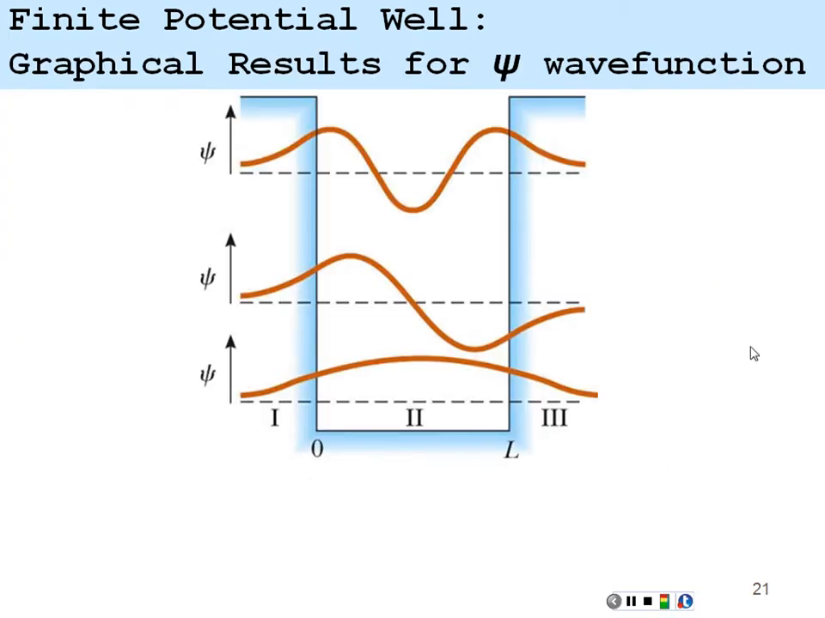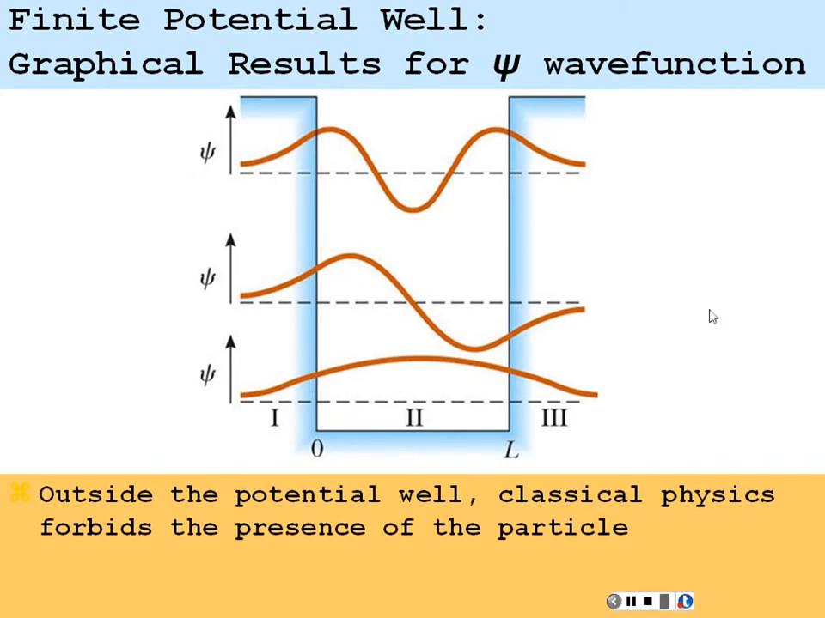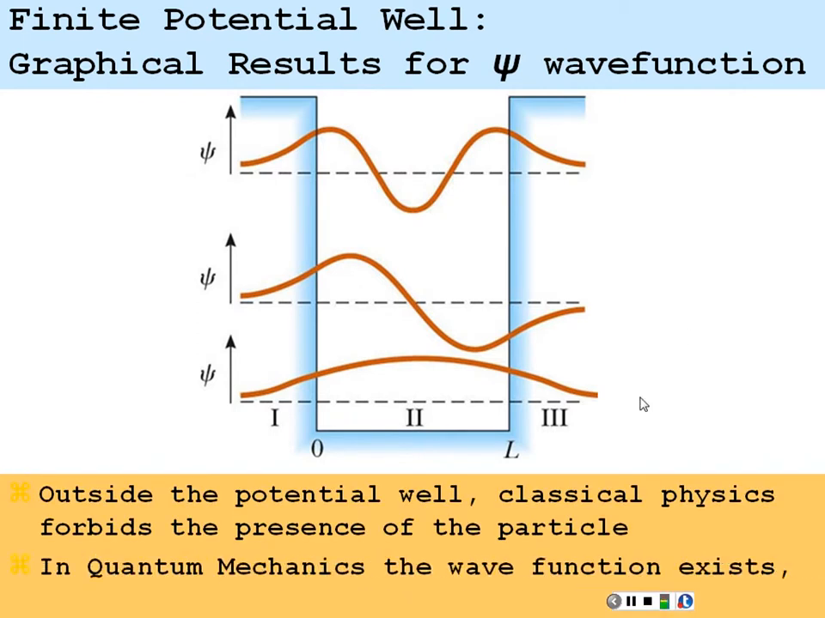Here are results for our first few wave functions. We can see that, like the infinite square well and particle in the box, we have wave functions that vary in form as our values go up in energy, but here we have a finite possibility of the wave function extending beyond the potential well. So outside the potential well, classical physics forbids the presence of the particle. In quantum mechanics, the wave function exists and decays exponentially to approach zero.